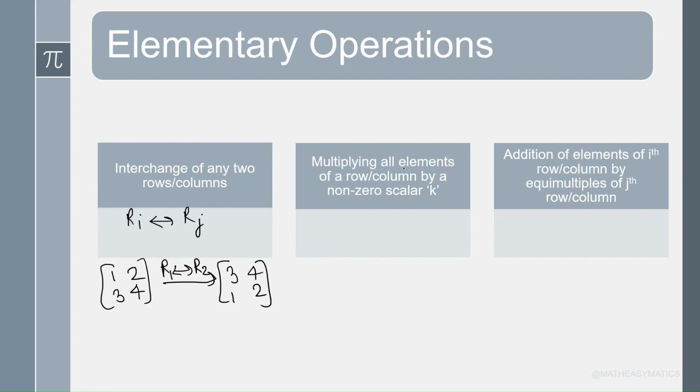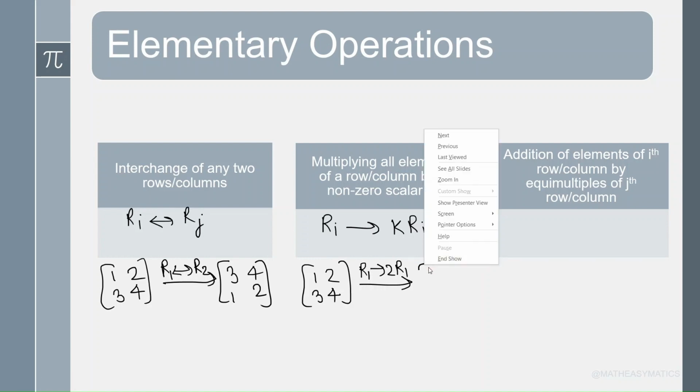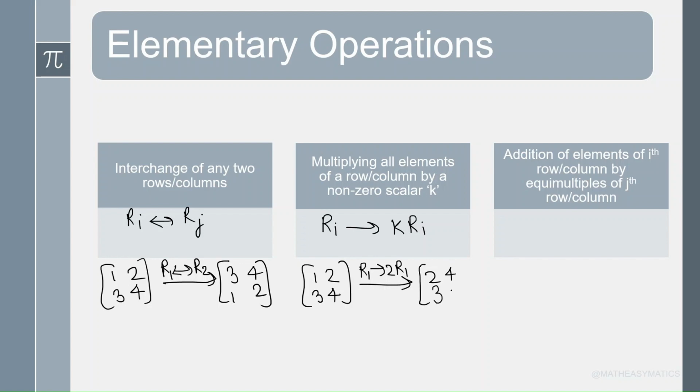Next is multiplying all elements of a row or column by a non-zero scalar k. It can be represented as Ri replaced by k Ri. Let's take the same example. R1 replaced by 2 R1. So we get 2, 4, 3, 4.